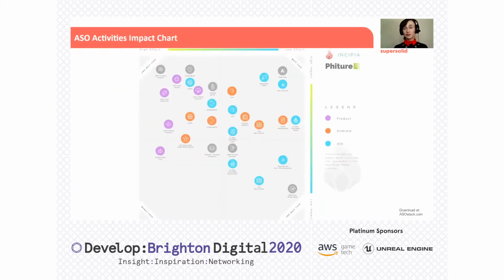This is another very useful tool, the ASO Activities Impact Chart. It basically shows you what things are the lowest effort and highest impact, and what you should focus on, at least initially.